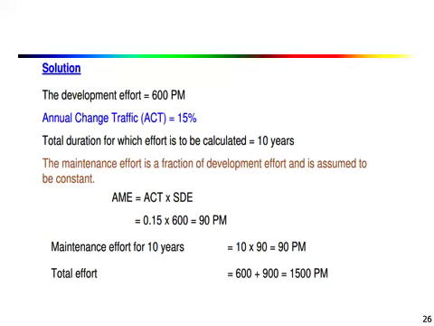So the maintenance effort for 10 years will be 10 into this annual maintenance effort, 10 into 90, that is 900 person months. And so the total effort will be the effort for development of the software, that is 600 PM, plus the maintenance effort for 10 years, that is 900 PM, that is 1500 person months will be the total effort taken in 10 years for that particular system. So that is all about the maintenance models.